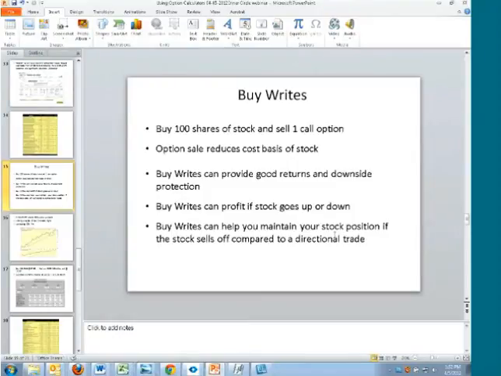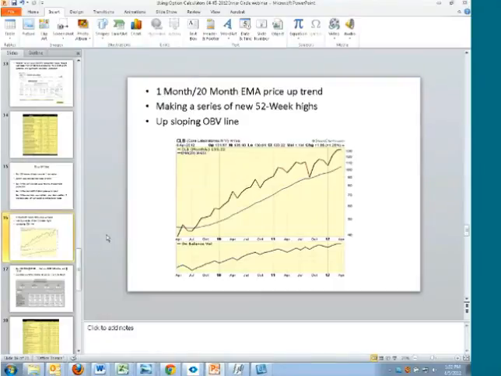So these buy rights not only can produce a good return, but they also give you downside protection. So let's look at a buy right trade we currently have in the portfolio. This is for Core Labs, and with the Core Labs buy right, we already had a profit in the stock, and then we went ahead at a later date and sold a call option. And we can see that Core Labs, this is the major trend system.